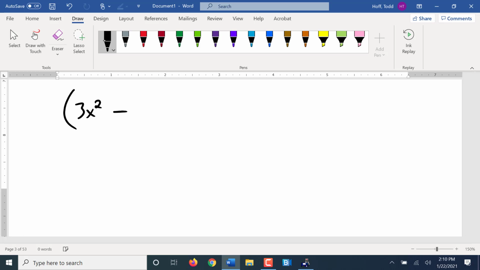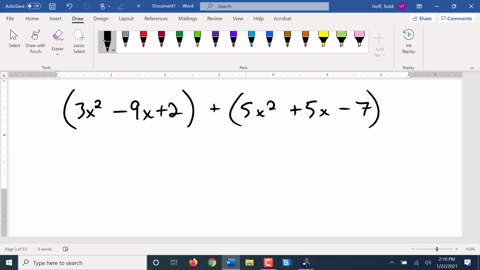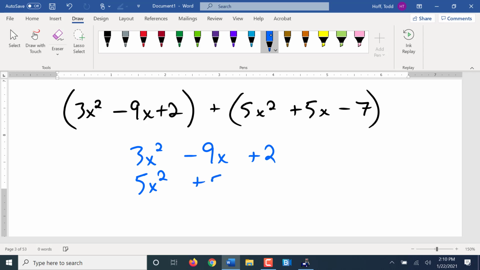We might have 3x squared minus 9x plus 2, plus 5x squared plus 5x minus 7. We're still going to set them up, lining them up, so we'll rewrite the 3x squared, negative 9x, positive 2 ones. We'll put the 5x squared under the 3x squared, the positive 5x under the negative 9x, and the negative 7 ones under the positive 2 ones, and we're going to add.